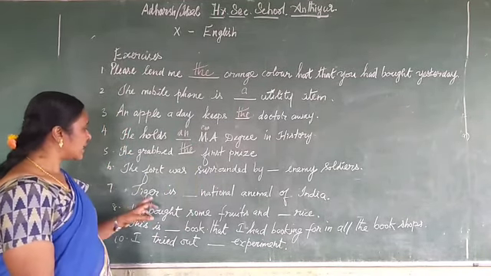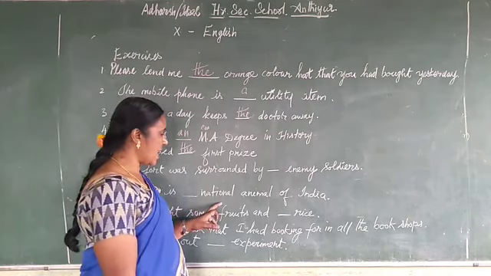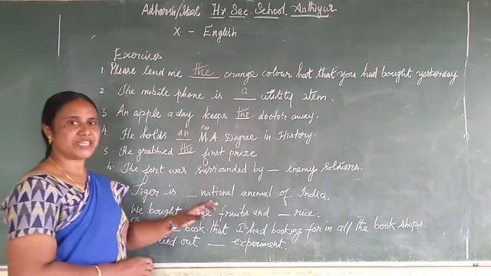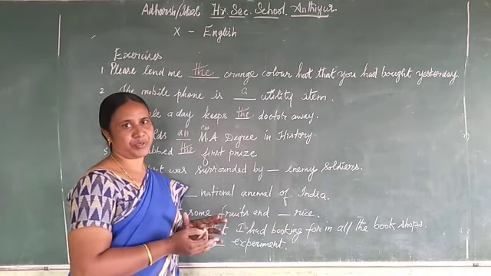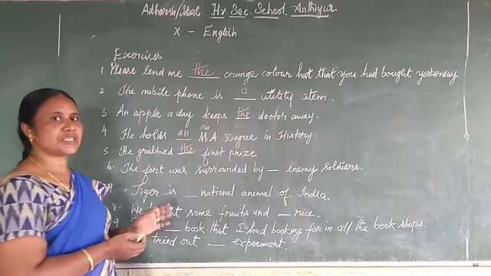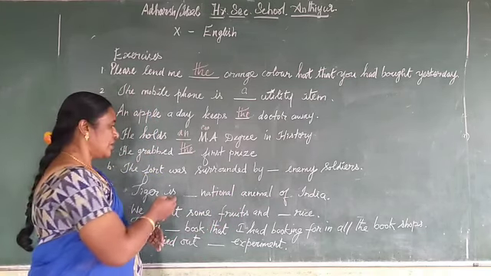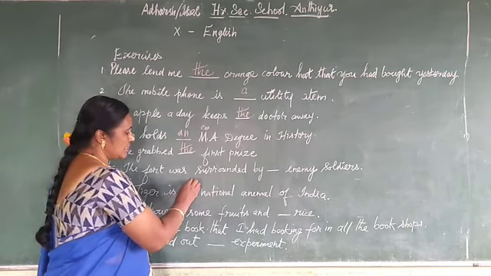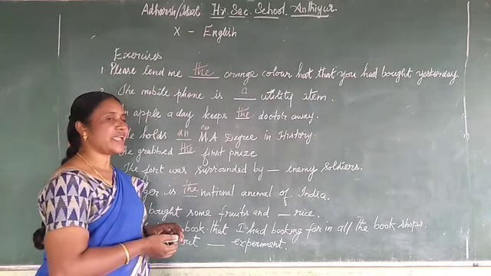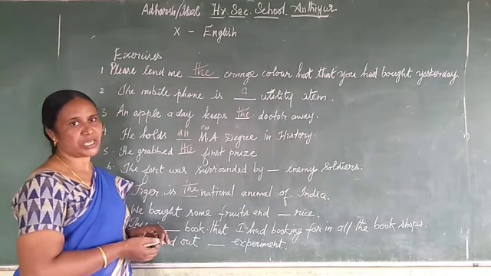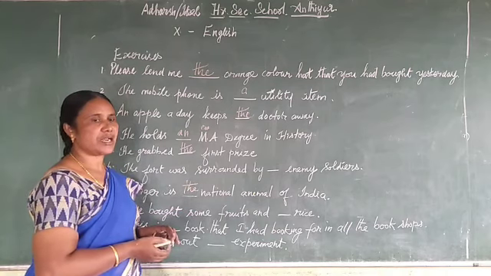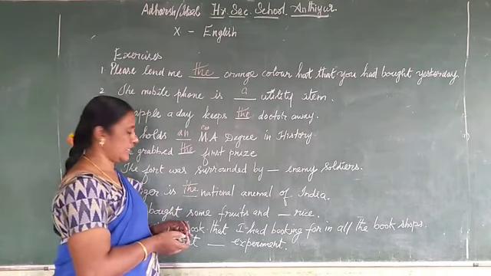Next one: Tiger is the national animal of India. Here, tiger is mentioned as a general group, an animal group. So for a general group we should use the article. The tiger is the national animal. It is both particular and general. National animal is a particular thing, so the article the.